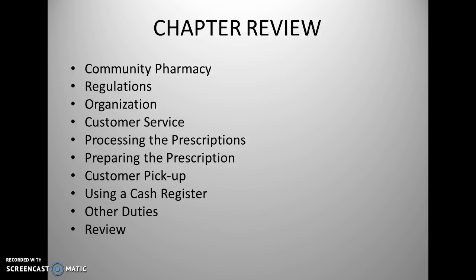Certain things that I talked about within this chapter are community pharmacy, regulations, organization, customer service, processing the prescription, preparing the prescription, customer pickup, using a cash register, other duties, and then we are going to review Thinking It Through.